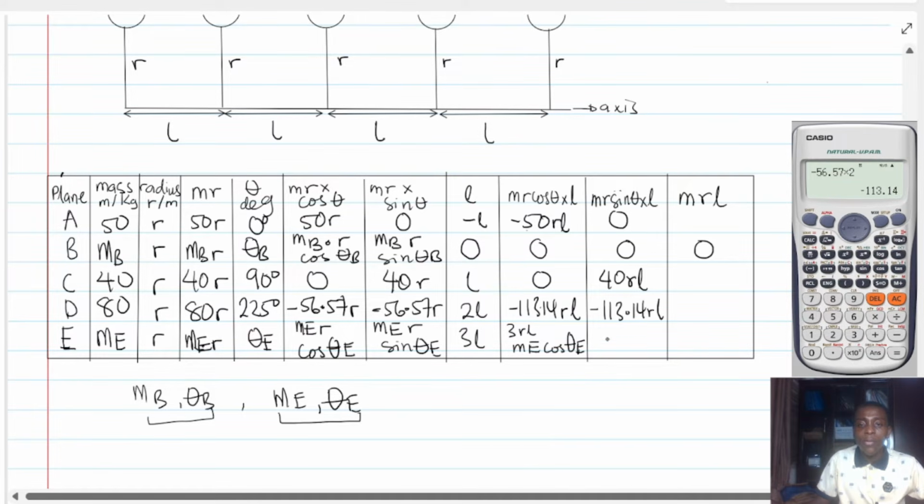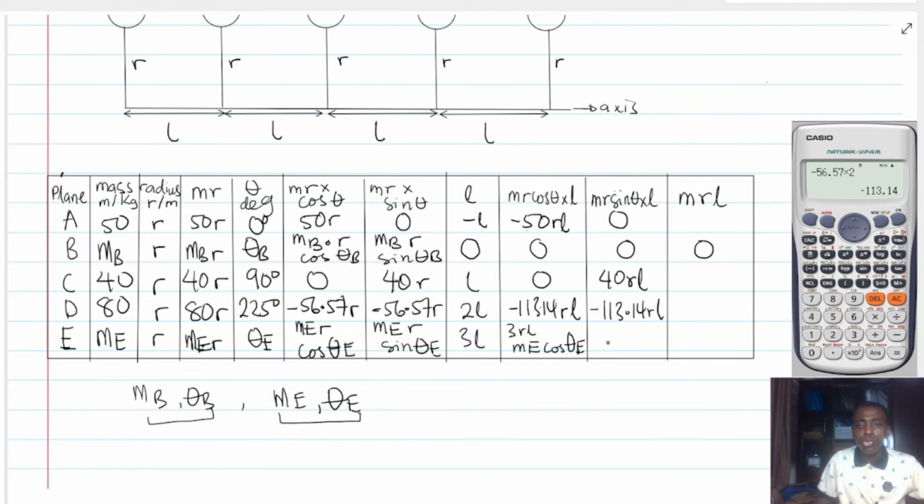113.14 RL. And then finally, I'm going to do 3RL ME sin theta E. Okay, now let's fill this column, which is the MRL column.